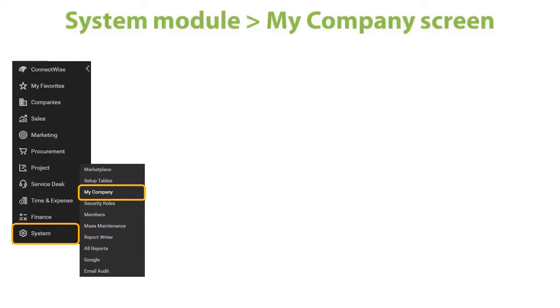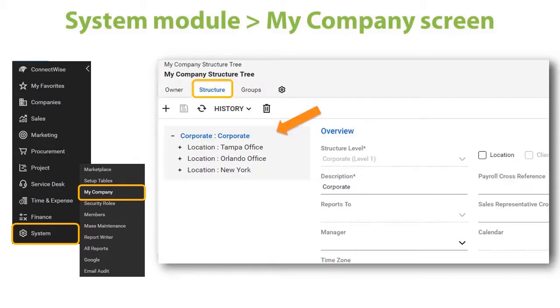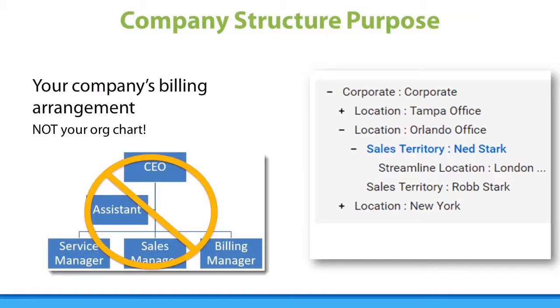In Manage, navigating on the left, under the System module is the My Company screen. There are important setup options here and 3 tabs. Let's focus on the Structure tab. This structure tree is the cornerstone of your company billing structure. Let's look at this in more detail. The company structure is used to represent your company's billing arrangement, not your org chart.